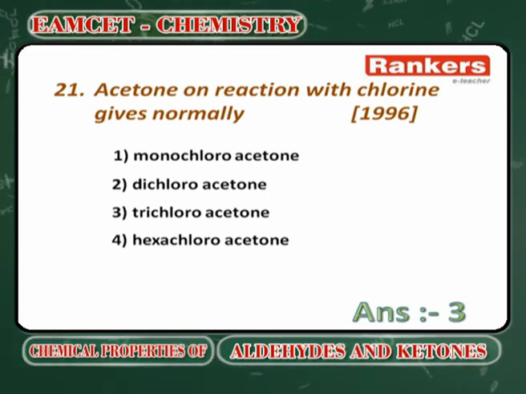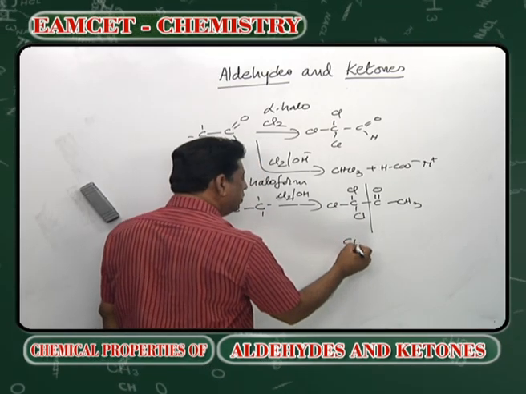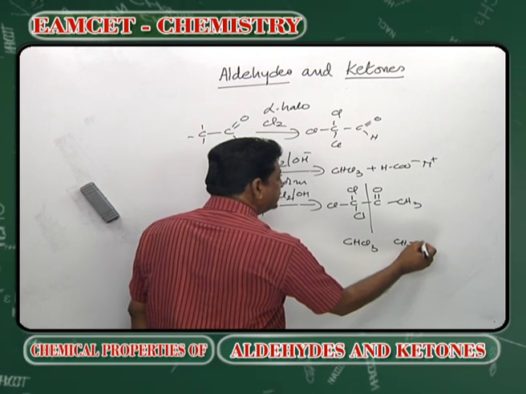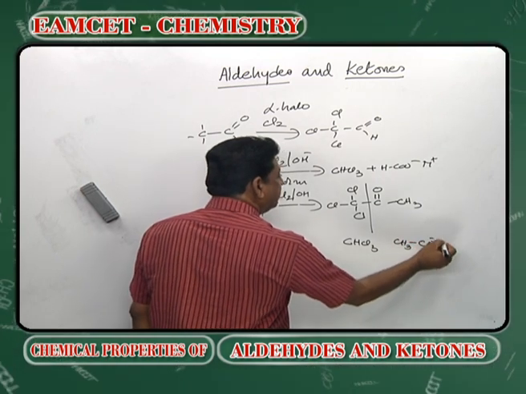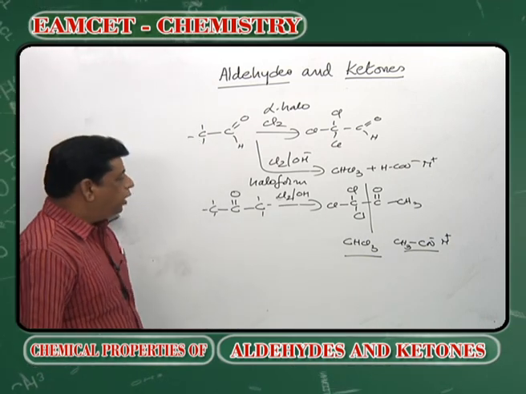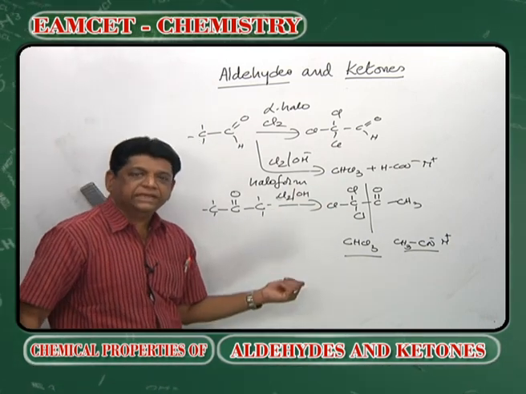If base is there, what happens, you see? If chlorine as well as base are there, then first this is formed, and it undergoes cleavage to get chloroform and acetic acid, not trihaloacetic acid, just the acetic acid salt with the metal ion will be formed. Therefore, we can take it for granted that only one-sided halogenation takes place.